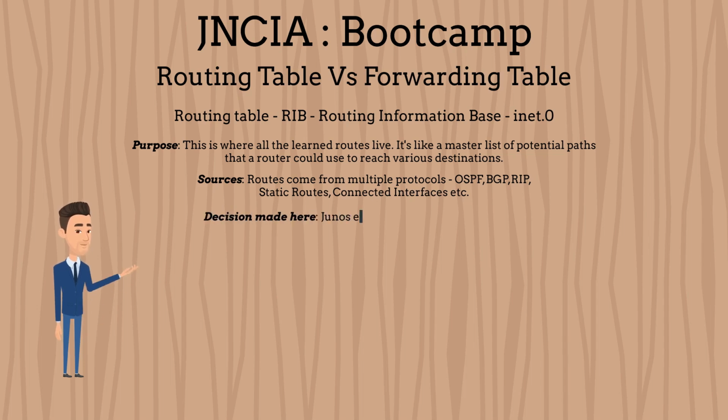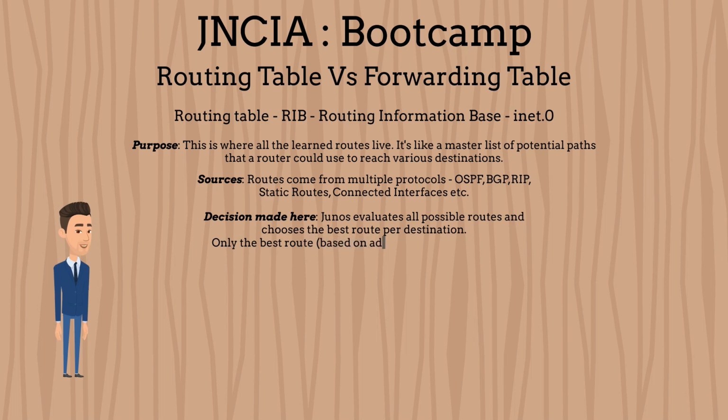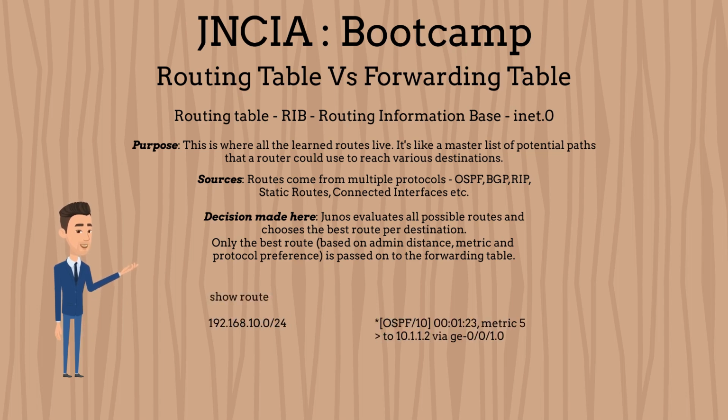Decisions are made here. Junos evaluates all possible routes and chooses the best route per destination. Only the best route, which is based on admin distance, metric and protocol preference, is passed on to the forwarding table. Let's have a look at an example entry in the routing table when we type the command show route. In this example, we're looking for a route that falls within the 192.168.10.0/24 subnet. The star before the OSPF means it's the preferred route.